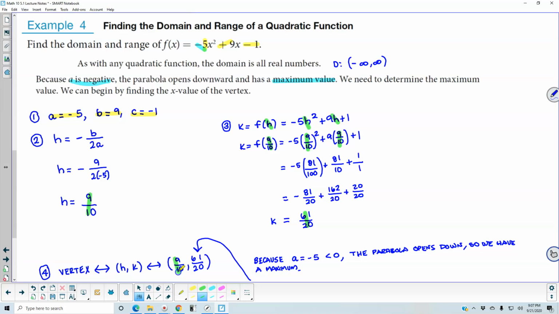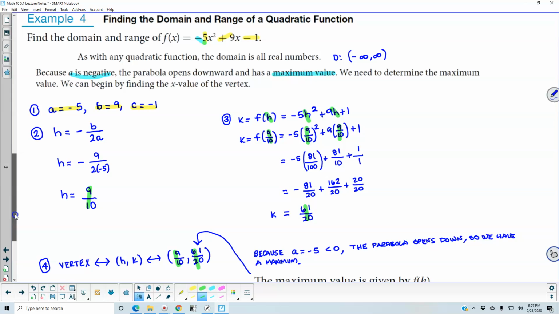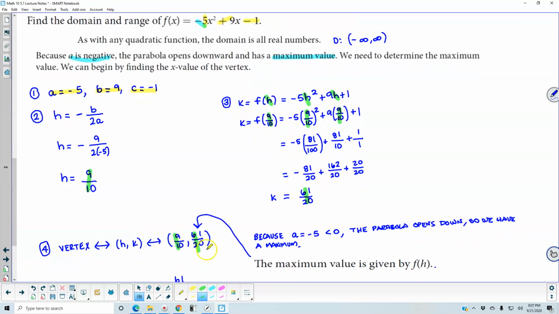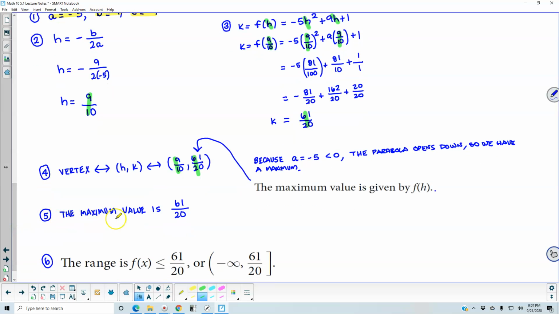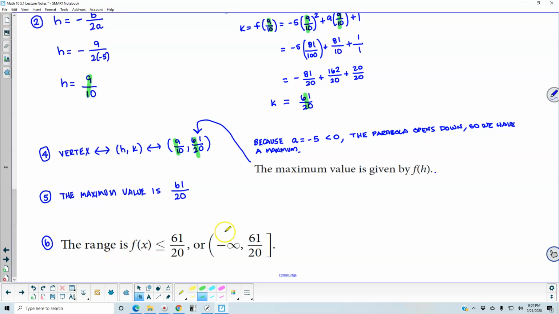So now we know that h is 9 over 10 and k is 61 over 20, and that is the vertex. We can also determine that the value of k represents the maximum value because the parabola is opening down. So the maximum value is 61 over 20. Now that the maximum value is 61 over 20, the range is parentheses negative infinity to 61 over 20 with a bracket.